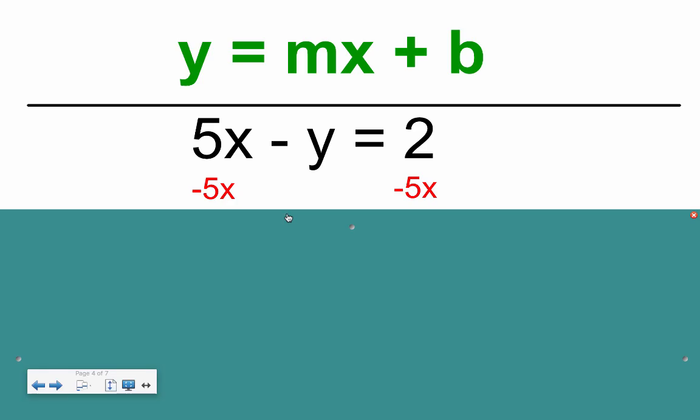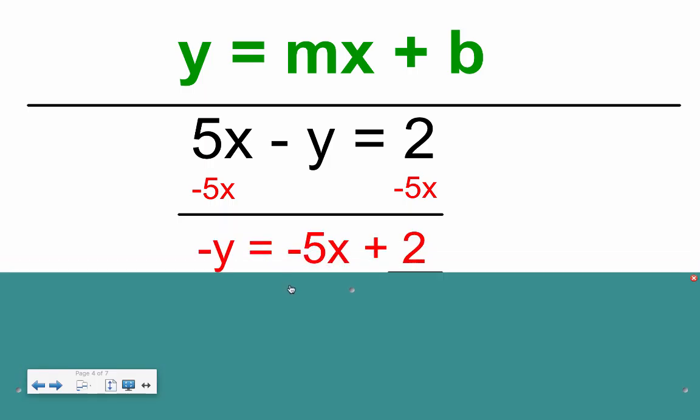So once I get rid of the 5x, I'm left with negative y equals. Now, when I'm looking over here, keep in mind the 2 and the negative 5x are not like terms, so I can't combine them and call that a negative 3x. So since I can't combine them, they stay as two independent terms. And I'm always going to write it so that the number with the x comes first and the constant, or the number that's by itself, comes second. So therefore it becomes negative y equals negative 5x plus 2.